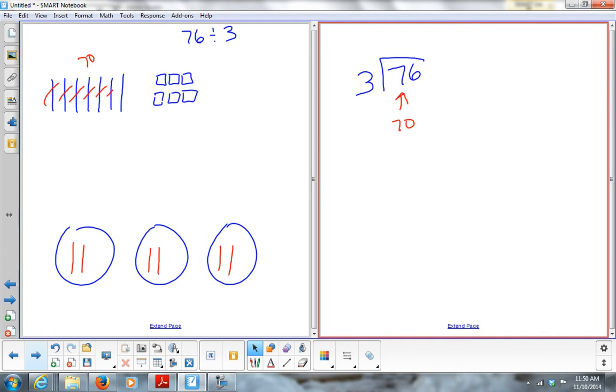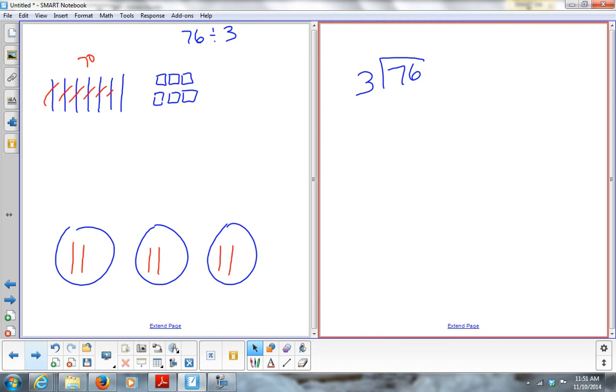Okay, same thing. 70 base 10 blocks, place value, that's a 70 as well. So, how many times does 3 go into 70? How many of these can go in? Najee. What goes up here? What number goes right there? How many base 10s? Or 6 go in there?